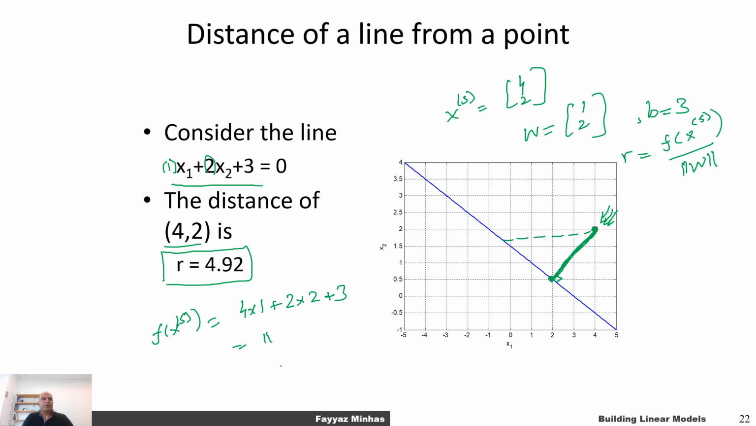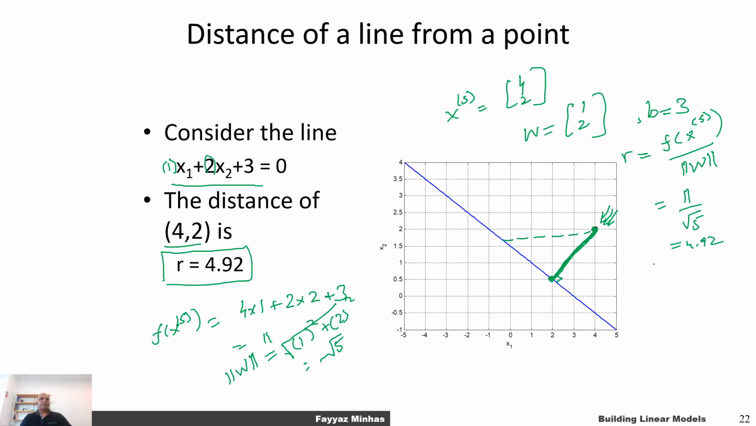And the norm of w is going to be the norm, 1 squared plus 2 squared under the root. Okay, and that gives me square root of 5. So r is going to be 11 by square root of 5, which comes out to be 4.92.